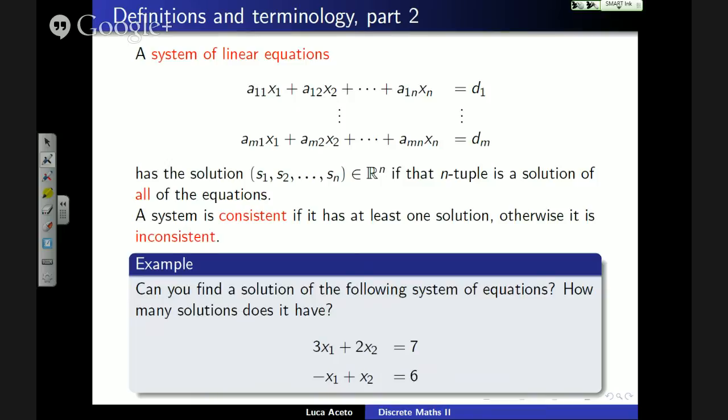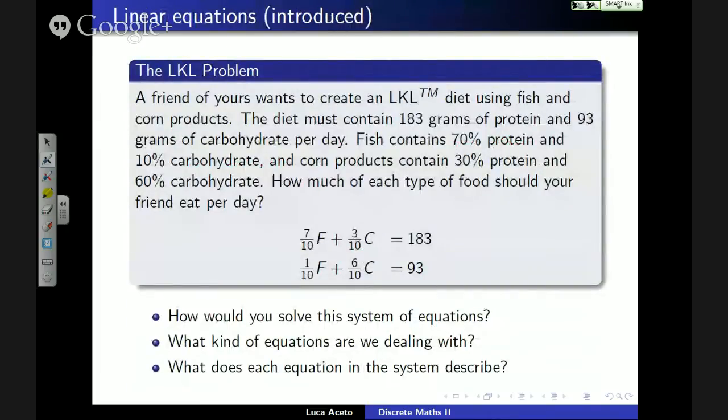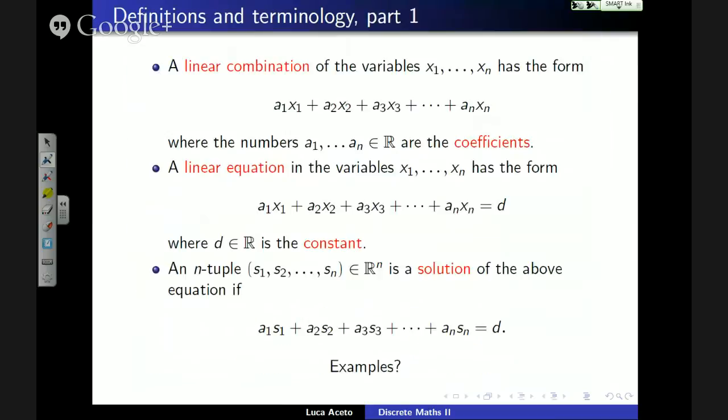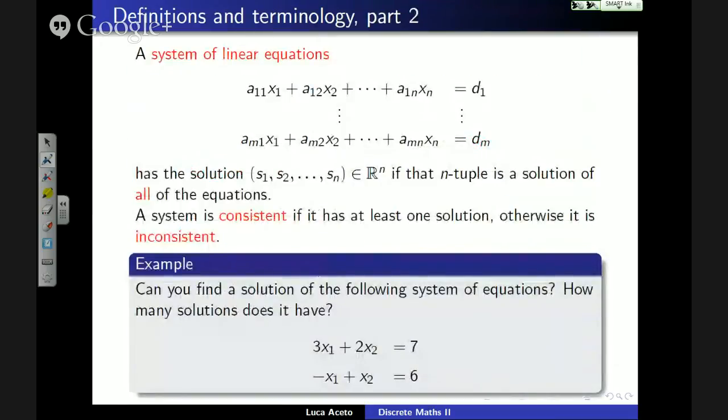In our previous example, a solution to this system of equations would be an amount of fish and an amount of corn products that would allow you to fulfill your need for carbohydrates and your need for proteins at the same time. That's what the solution is. You want to solve them all. And I resisted the temptation of naming the Pokemons here. Actually, I didn't. Sorry.